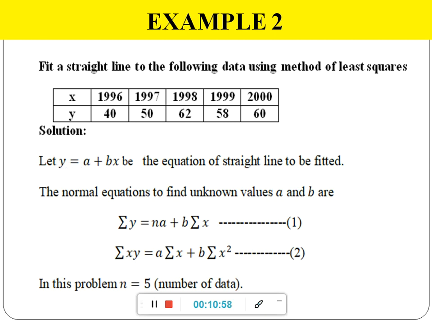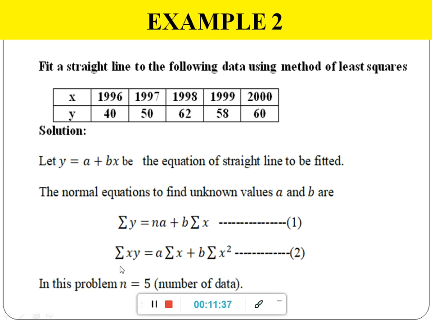We can easily find the normal equations to get the values of a and b. First, apply summation on both sides. If you put summation here, it becomes summation y. If you put summation here, we have summation a, which simply means n a, plus b into summation x, because b is constant. Thus we get equation number 1. To get the second equation, first multiply by x, then put summation. If you multiply by x, we have xy here.